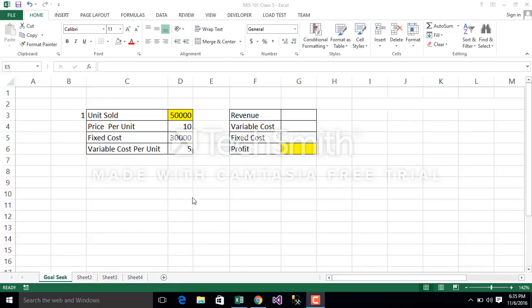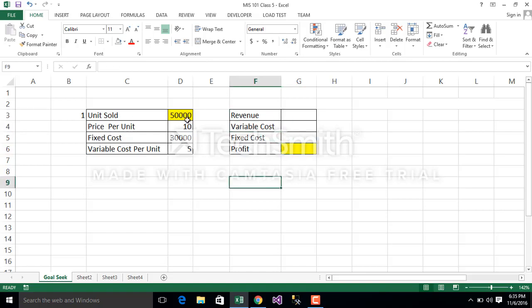In this class we are going to use goal-seek. For goal-seek we are using very simple mathematics, that is profit calculations. And for these things, first we have to build the model, and this is our model.